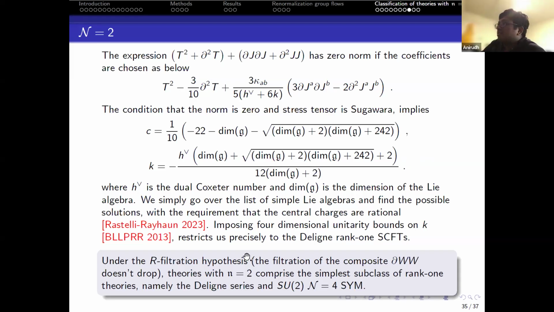Therefore, under this assumption of this R filtration, we have shown that the only theories are Deligne series theories and SU(2) N equal to 4 super Yang-Mills. So that is it.